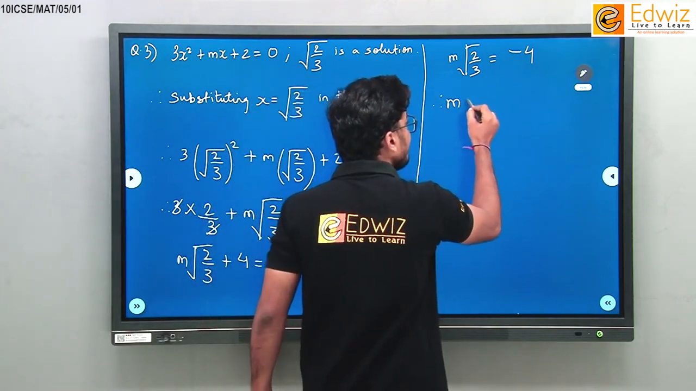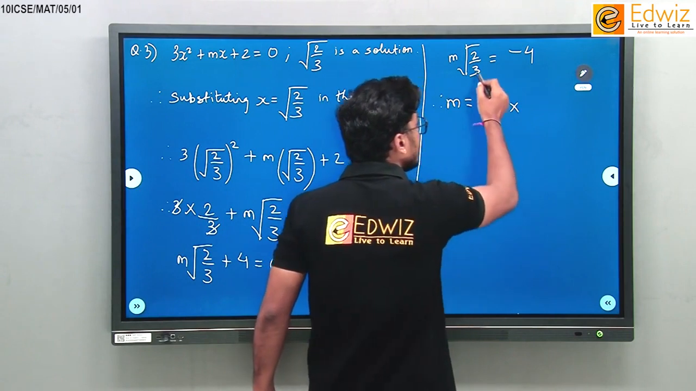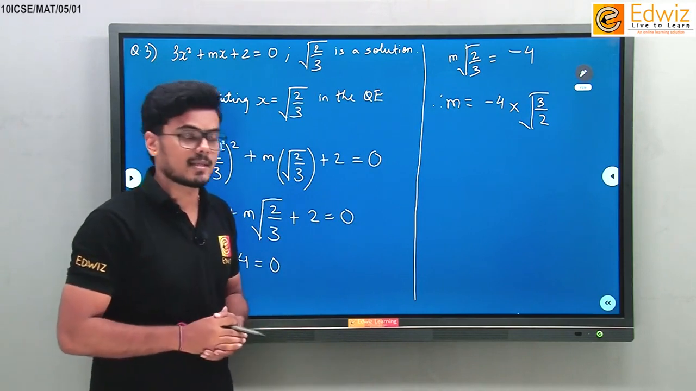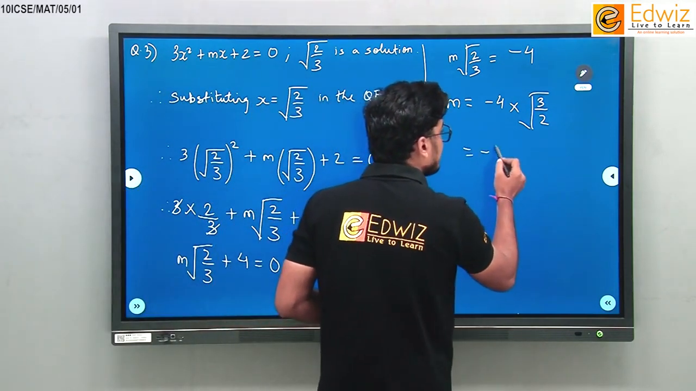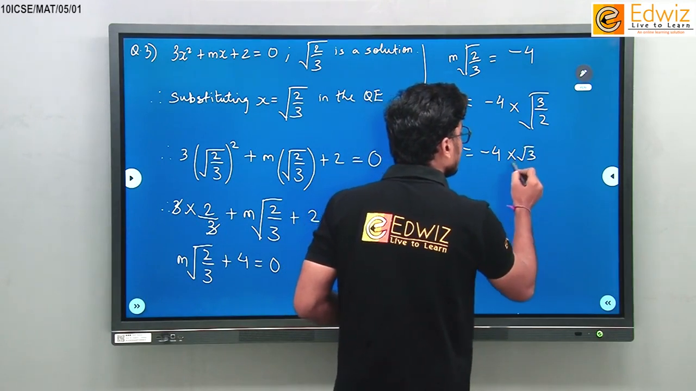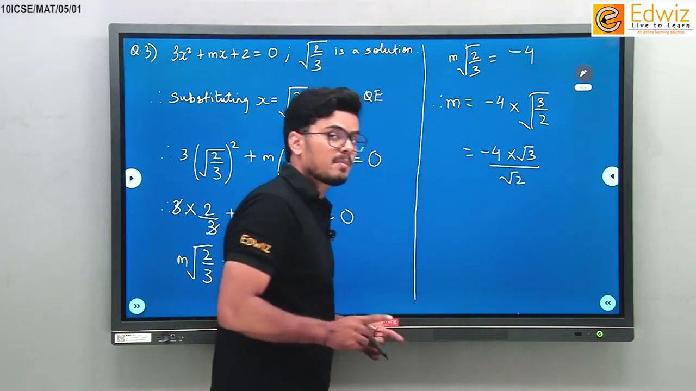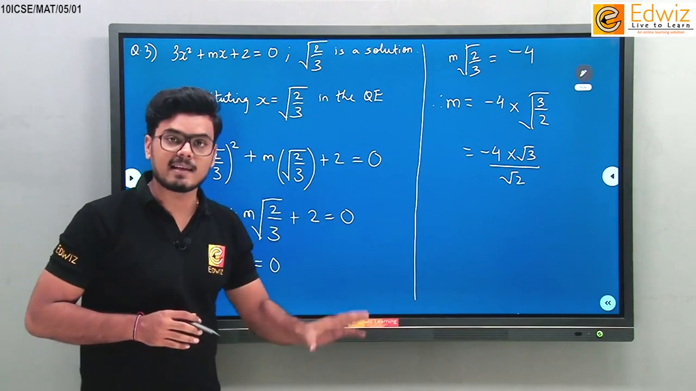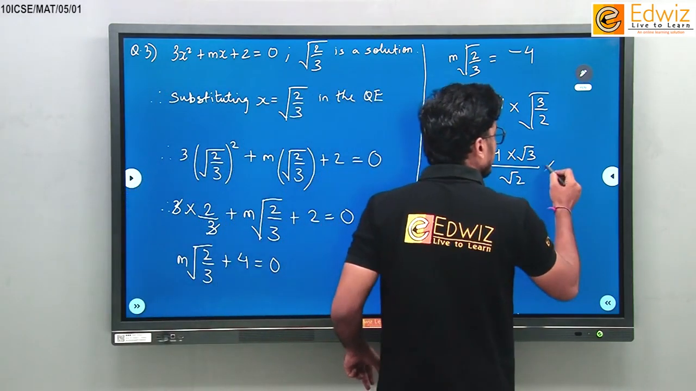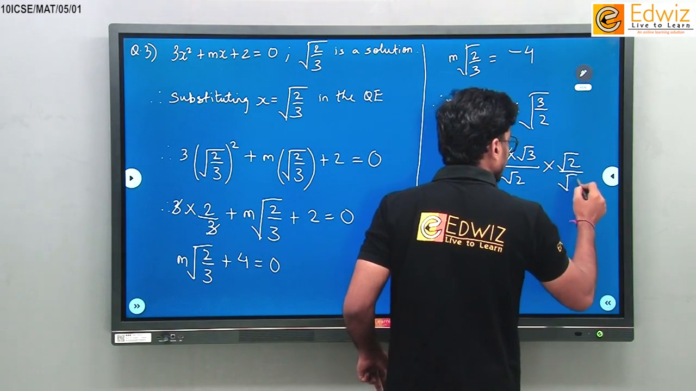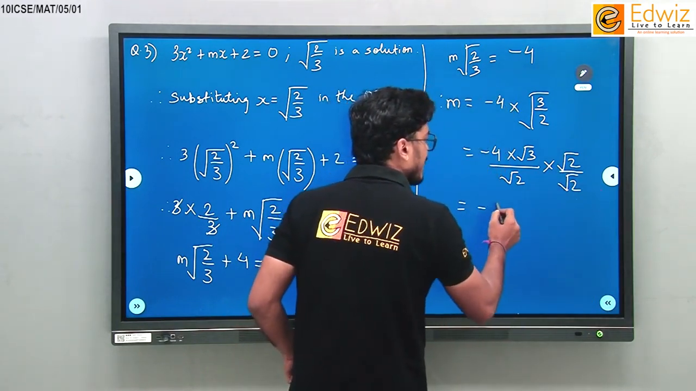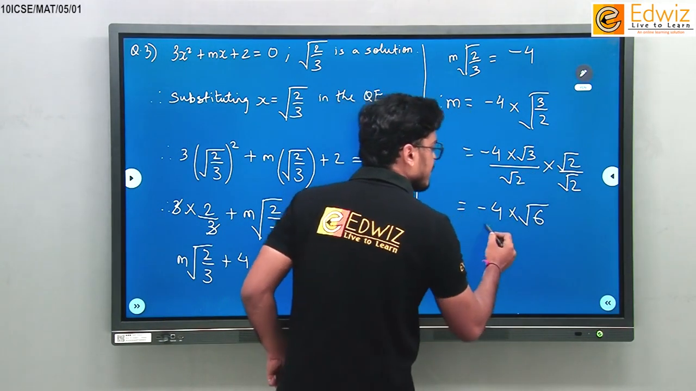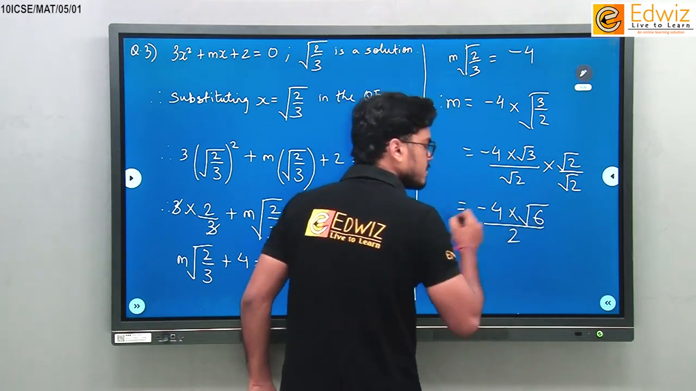After this, the value of m will be equal to minus 4 multiplied by root 3 upon 2. It will become reciprocal when it goes on the other side. Okay, so this will be equal to minus 4 multiplied by root 3 divided by root 2. But always remember, whenever you write the final answer for a question like this, the denominator should never be irrational. Okay, so what we will do here is multiply and divide by root 2. Okay, so this will become equal to minus 4 multiplied by root 3 into root 2 will become root 6 divided by root 2 into root 2 will become just 2, correct?